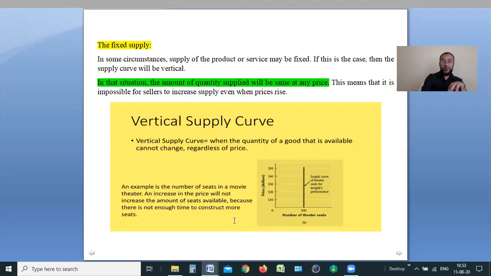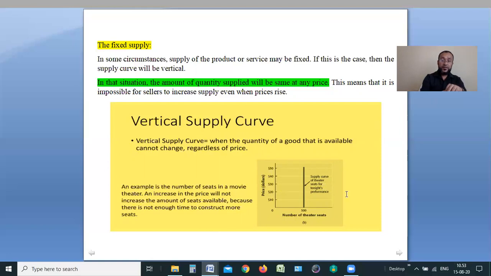So the usual supply curve is upward sloping. It slopes up from left to right. Okay, but there are some exceptions, and we'll see different shapes of the supply curve depending on the elasticity. So here, elasticity is also related with this topic, vertical supply curve.